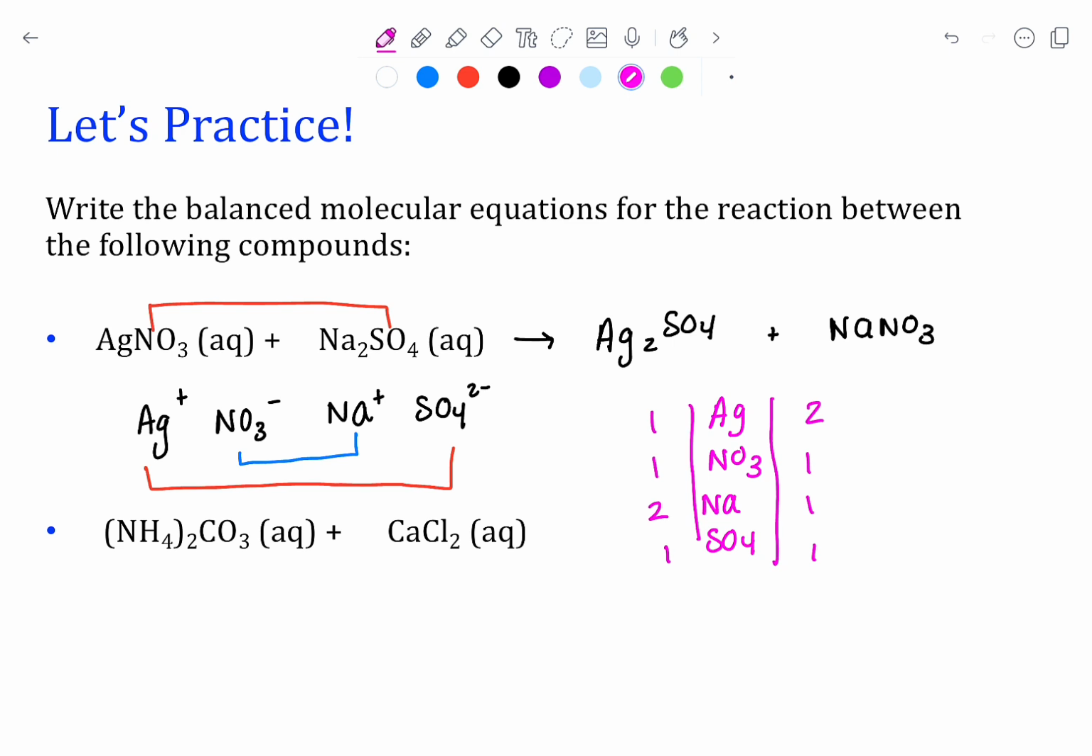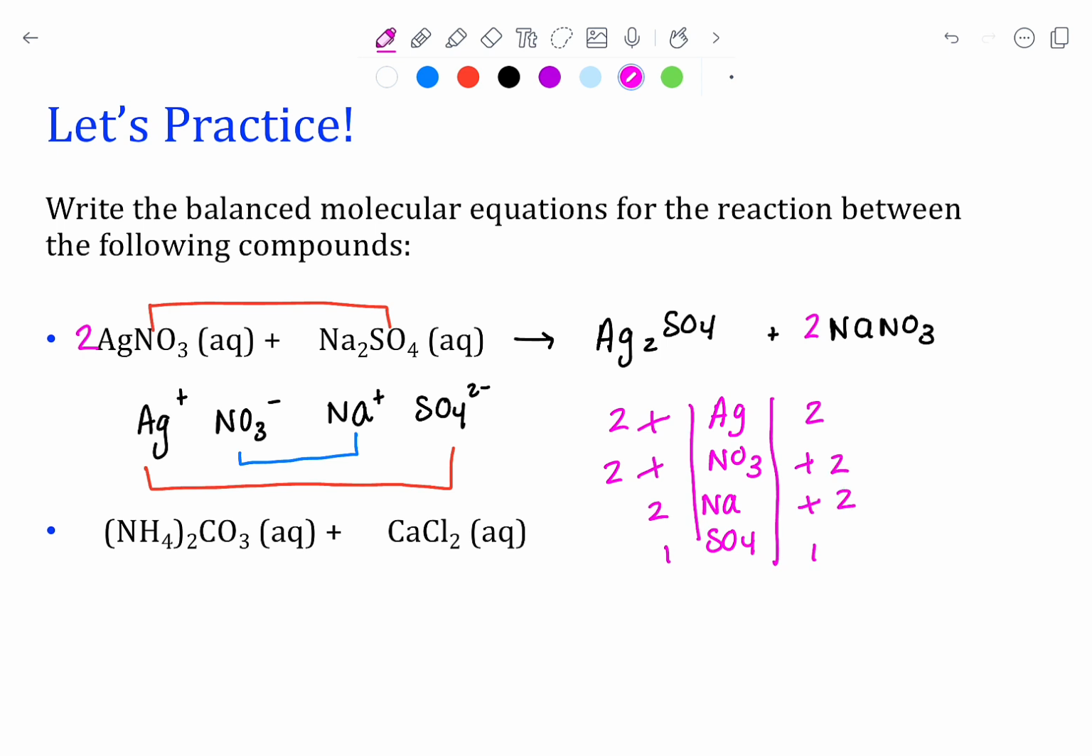So let's try to balance our silver. Let's put a 2 out in front there. So 2 silver nitrate. That changes this to 2 and the nitrate to 2. We can now try to balance our sodium and our nitrate by adding a 2 out in front on our product side. So we have 2 of those.